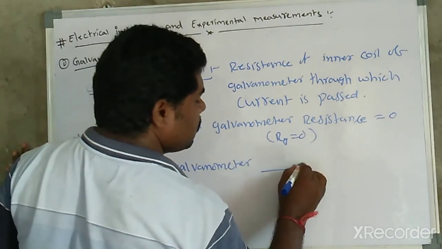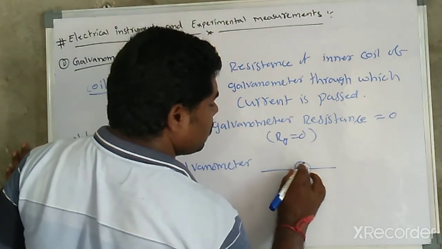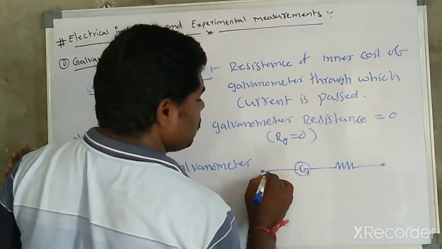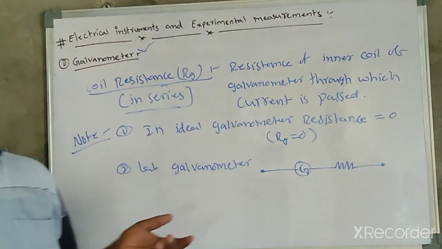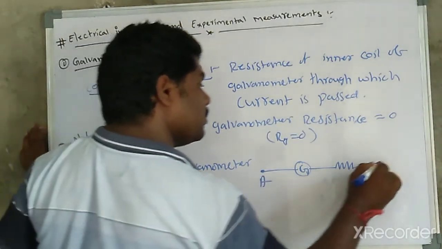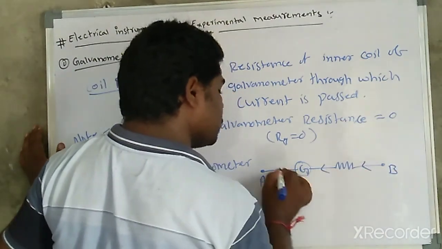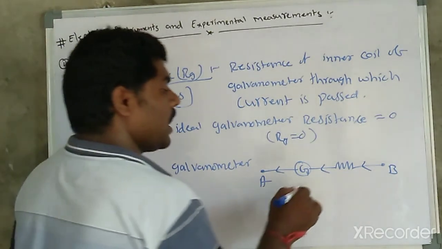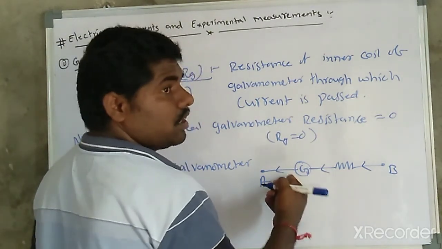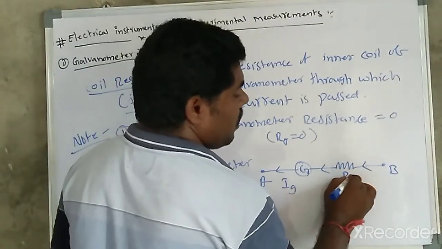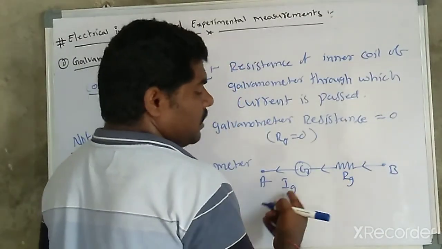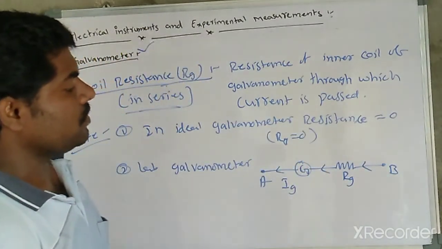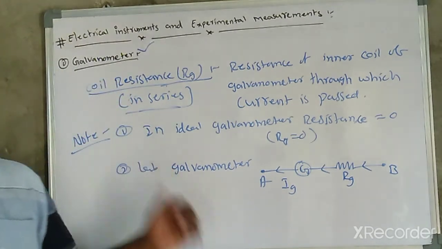So this is the galvanometer. Here the internal resistance is there, some internal resistance like this. Let us consider this point is A, this point is B. Current is moving in this direction. This current we consider Ig, because the current is passing through the galvanometer, and this is the internal resistance Rg. So this is the galvanometer and resistor in series combination. Clear everybody?